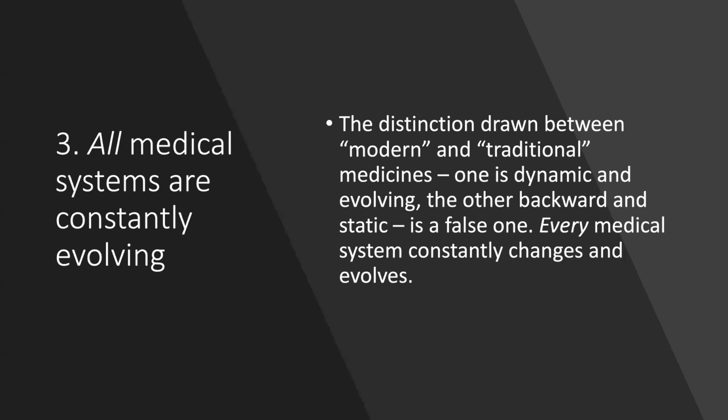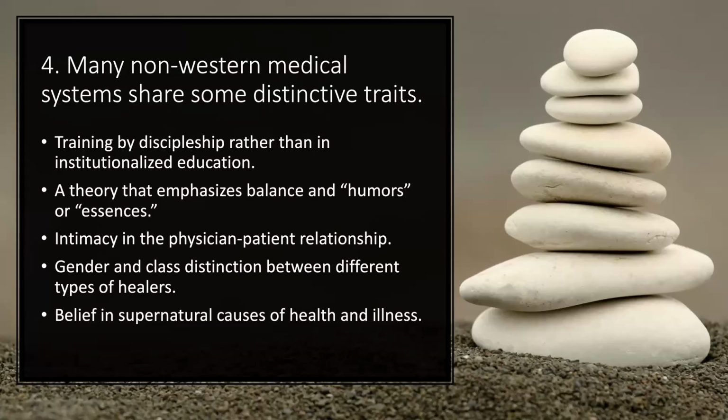So if we try to draw a distinction between so-called modern and so-called traditional medicines, saying that the modern one is dynamic and ever evolving and changing and always new and revolutionary, mRNA vaccines are the newest, greatest, latest thing, and the other is just backward and static and never changing, that is a false construction. All medical systems evolve constantly. But we can look at non-Western, so-called traditional medical systems that exist outside, in our imagination, of the biomedical world, that have preserved into the year 2022 a sense of their own essence.